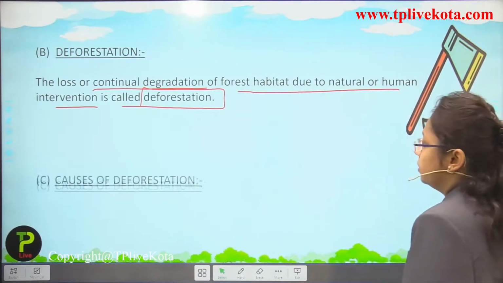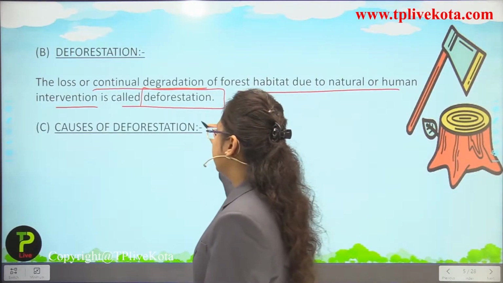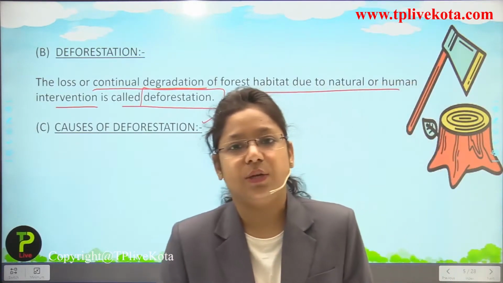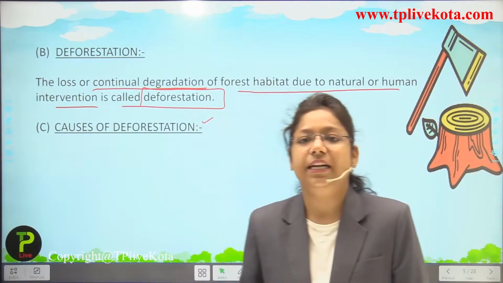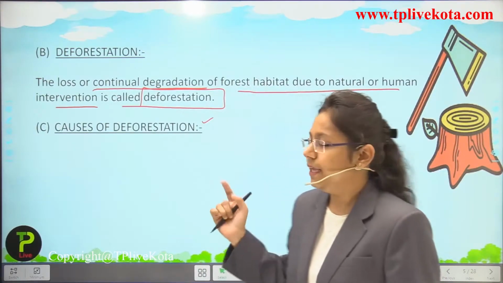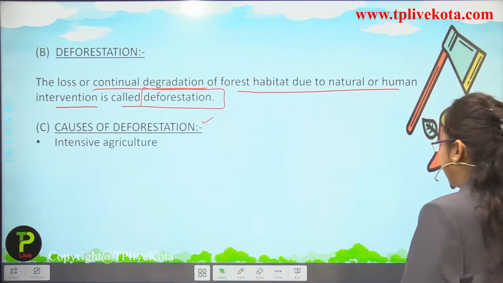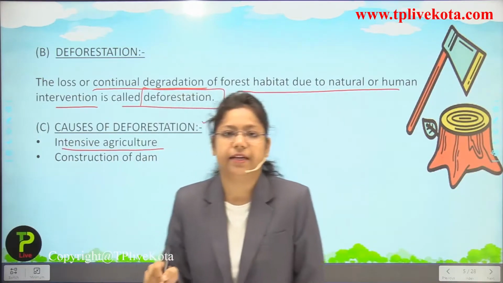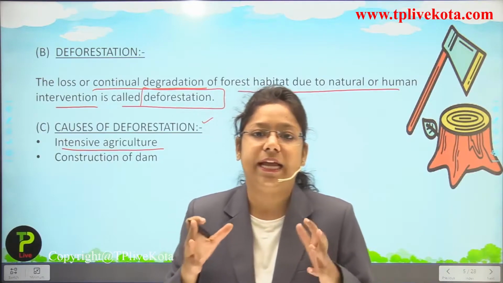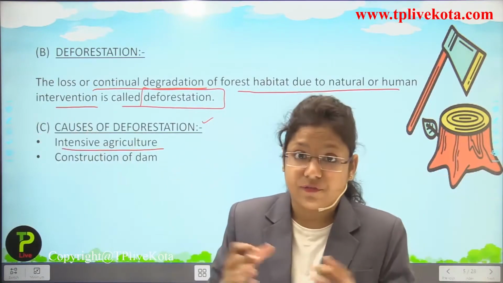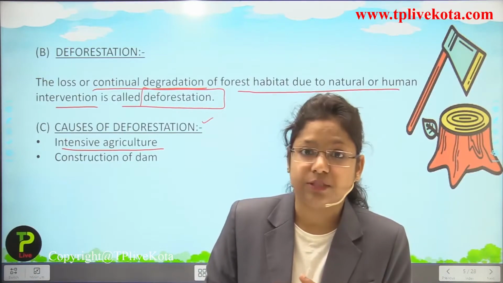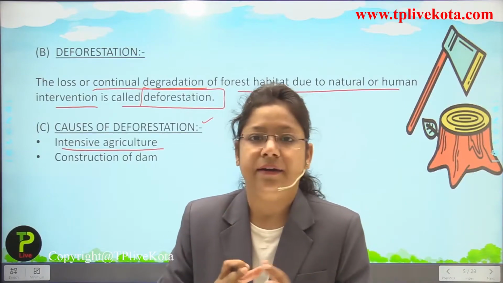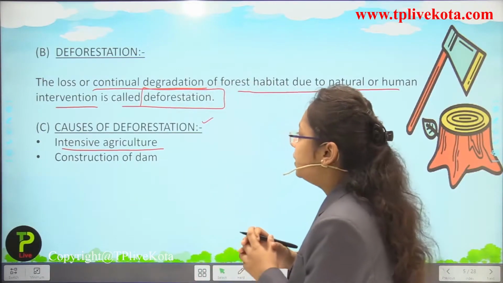Now, what are the causes of deforestation, students? First, I have told you that it may be urbanization. Now, secondly, what will it be? So, think about it and then we will see all the points. What are the causes of deforestation? So, first is intensive agriculture. Intensive agriculture means if we are doing agriculture on a large scale of land and we are not growing trees over it, meaning we are cutting down the trees and then doing agriculture on that land. So, it is also a cause of deforestation.